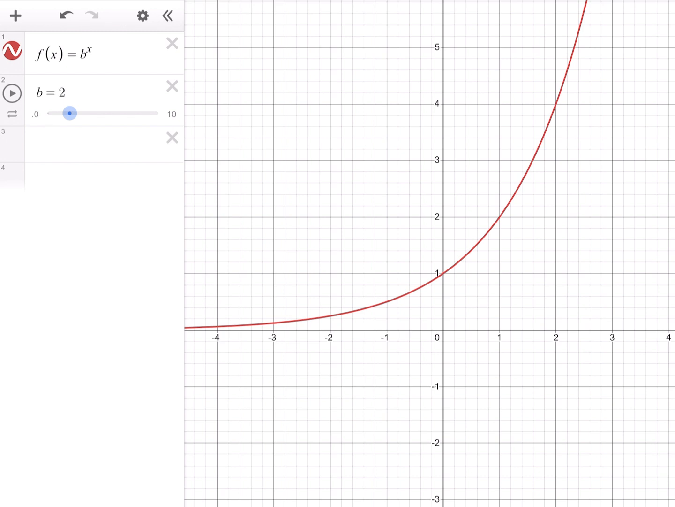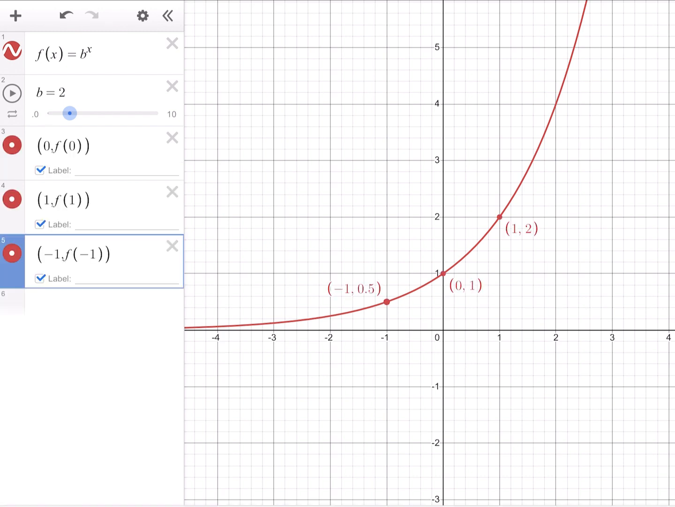If the base is 2, we have an increasing function. 3 key points going left to right. When x is -1, we have 2 to the -1, which is 1/2. When x is 0, 2 to the 0 is 1, giving us 0, 1. And when x is 1, we get an output of 2. And this is known as a growing or increasing exponential function.